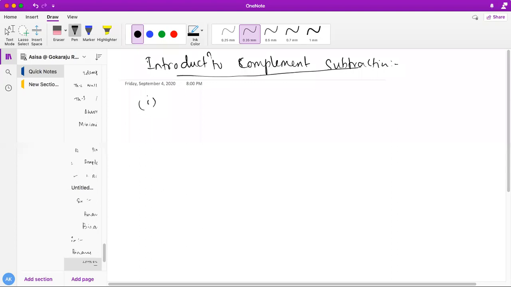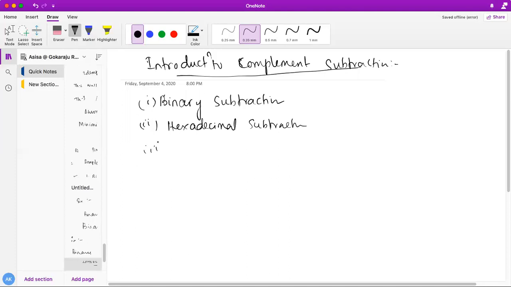Introduction to complement subtraction. What are we going to see? There are different subtraction techniques using the complement method. One is binary subtraction. The next one is hexadecimal subtraction.